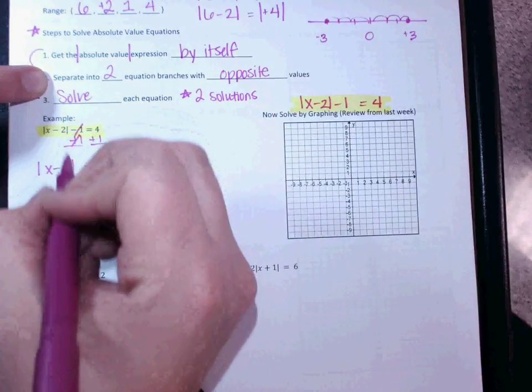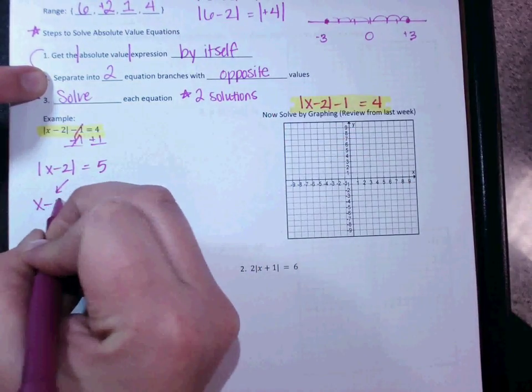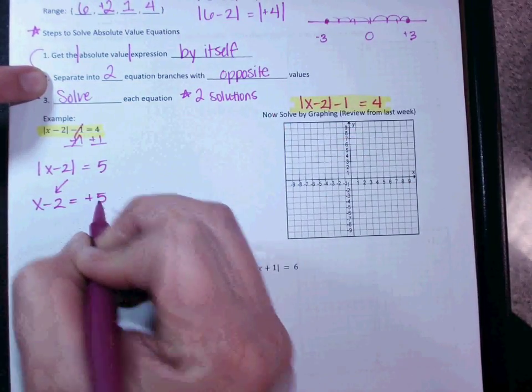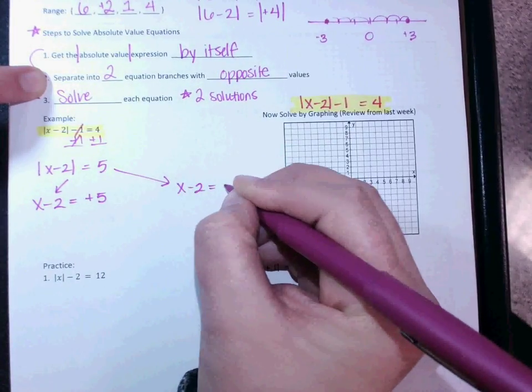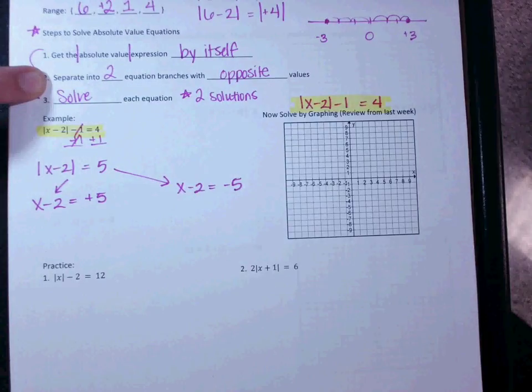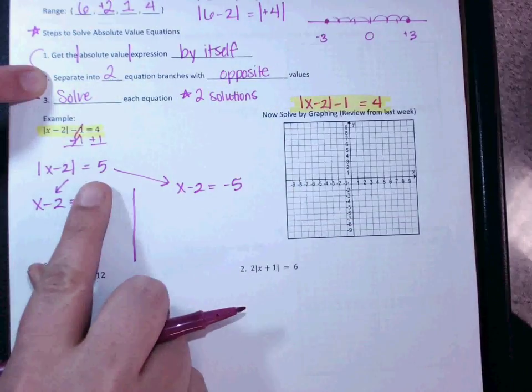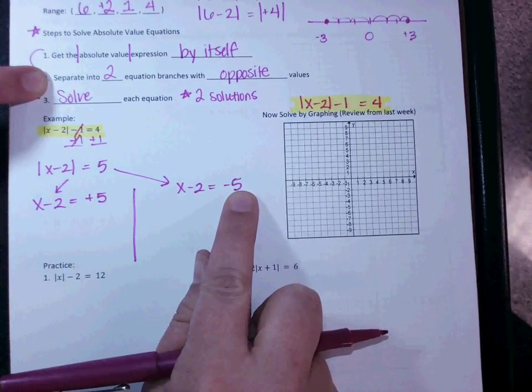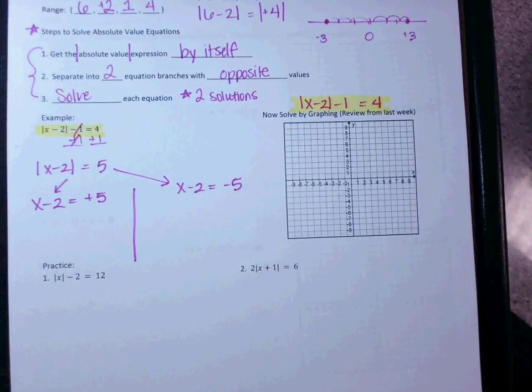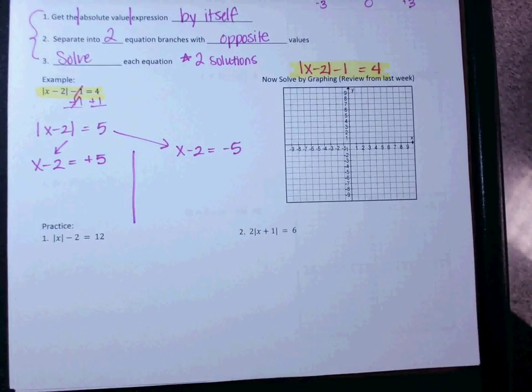values. So I'm going to break this into x minus 2 equals positive 5 and x minus 2 equals negative 5. So the only difference is that you're taking this 5 and you're letting it be positive 5 and negative 5, and you'll get a different answer from each side of that equation. Let's do the positive side first.